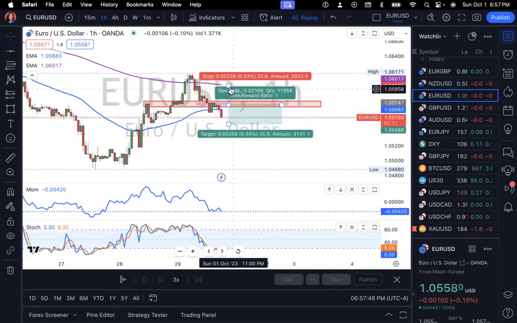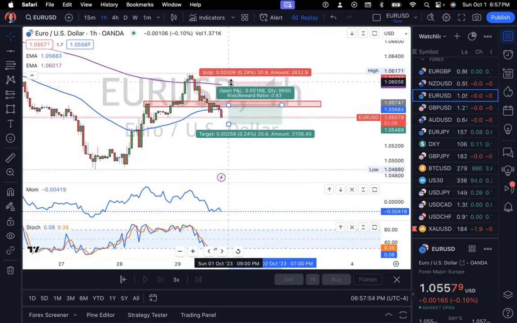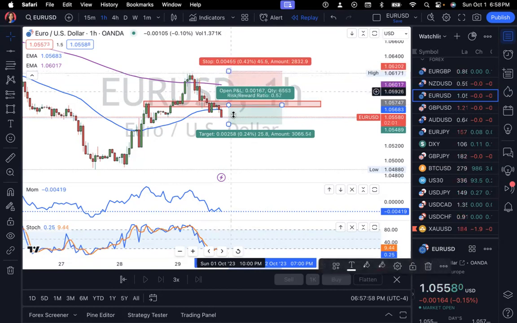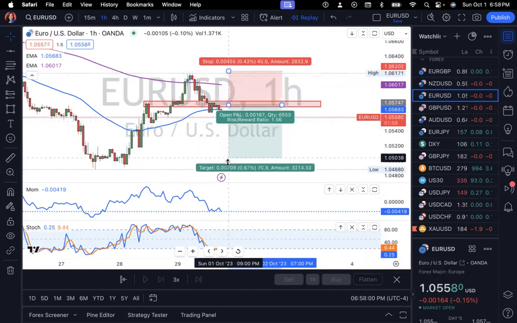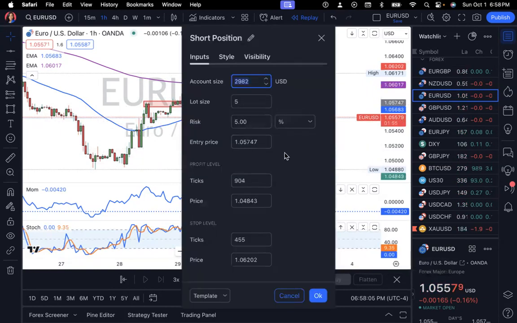So our stop loss, of course, would be above the highest high. Well, the previous high, or you can even take it back above the purple EMA, just to be safe. And then our TP will be somewhere down here. And once you click on this, this will give you the numbers that you need to plug into MT4.